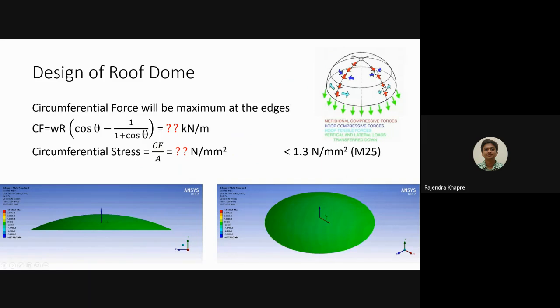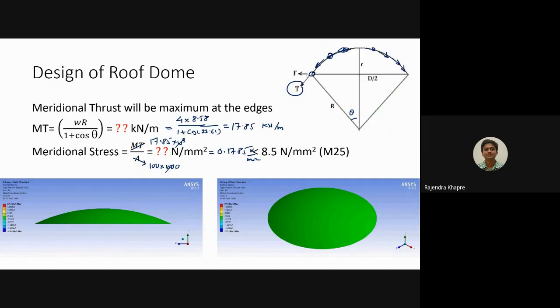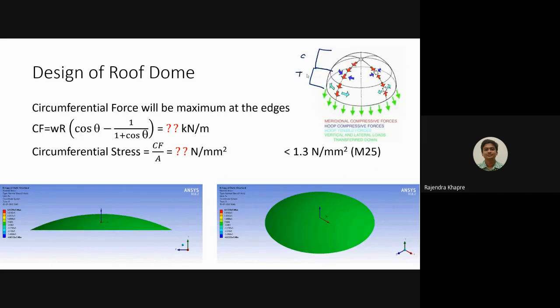If you refer to this particular figure, this much portion will be subjected to compression, but from here to here it will be subjected to tension. We don't have to worry about compression because it is made of concrete, and concrete is very good in compression. All we have to do is take care of the tension part. We have seen in the animation that the maximum tension will be where the dome is ending, where the angle theta is 22.61. At that particular angle you will get the maximum stresses.